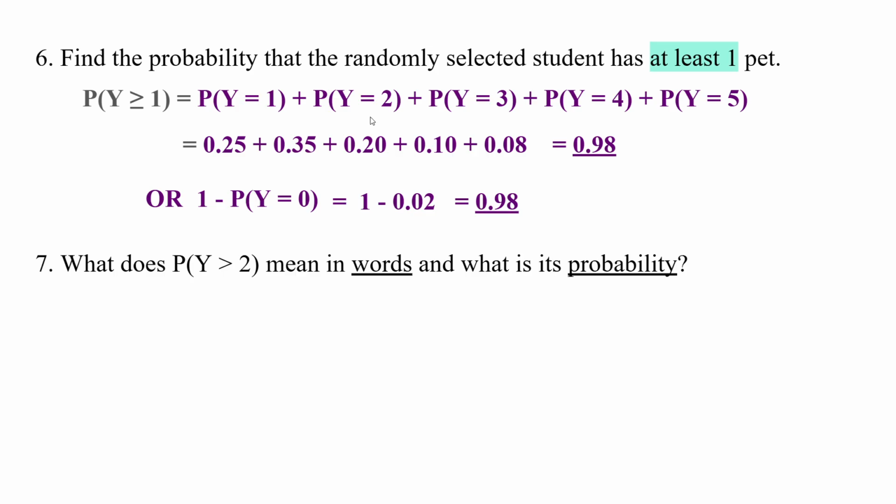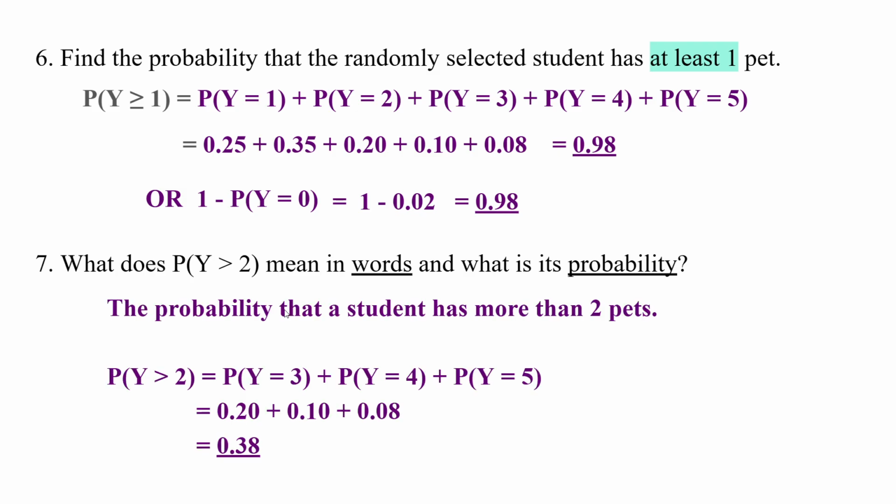All right, and then in number 7, we're looking at what the probability of Y greater than 2 means in words and what its probability is. So Y greater than 2 means that you want students to have more than 2 pets. Okay, so we want the probability the student has more than 2 pets, and then in order to find that, I'm going to add my 3, 4, and 5 because you're not wanting 2 or less. Okay, so adding that probability for 3 pets, 4, and 5 or more, which is going to give me the 0.38.